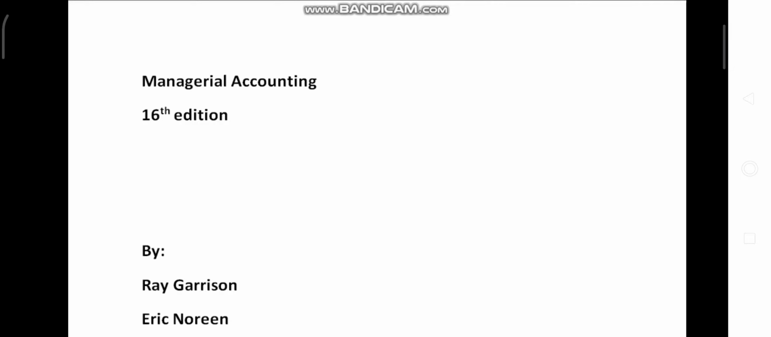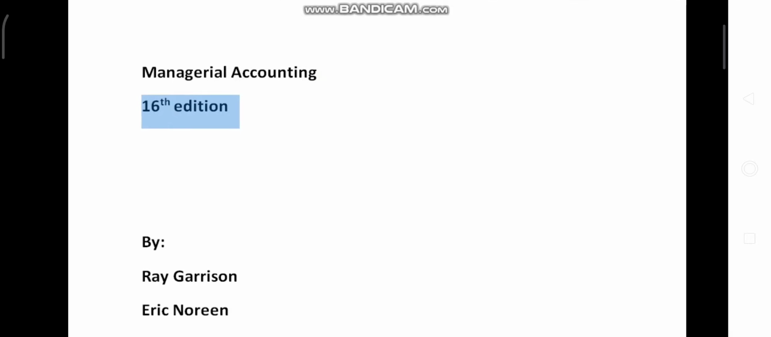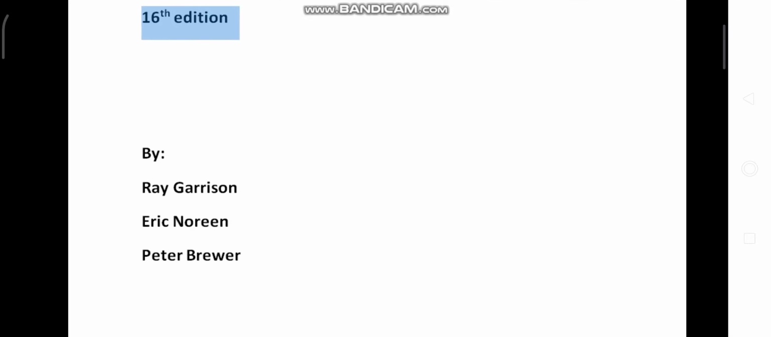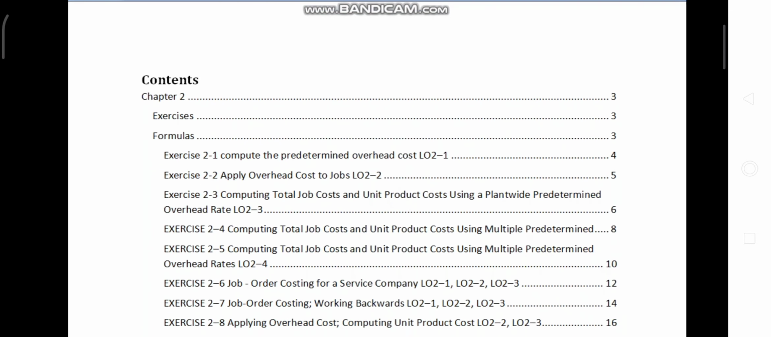Hi, my name is Hafsa and today I'm going to solve a job order costing exercise from the book Managerial Accounting, 16th edition by Ray Garrison, Eric Noreen, and Peter Brewer. Today I'm going to solve exercise 2-5, which is quite similar to the previous exercise 2-4, just with a little twist.